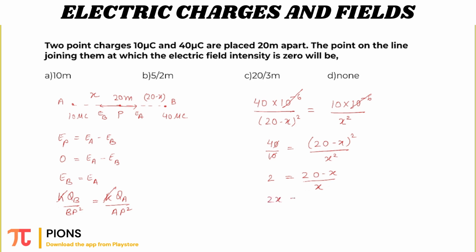That gives 2X equals 20 minus X, and 3X equals 20, which implies X equals 20 by 3 meters. That's the correct answer.